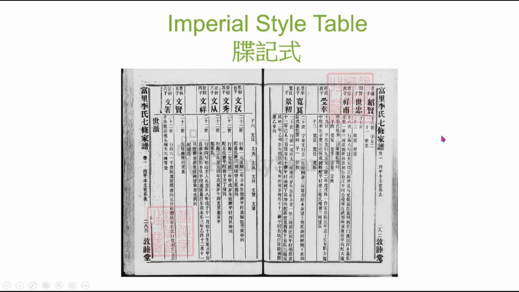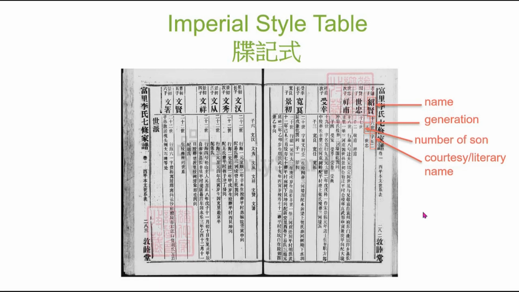So let's take a look. First, in bold on the top, we have name. In this case, this person's name is Shao Xian. Following that, on the bottom, you can find more personal information such as which generation he was from. In this case, 16th generation. You can also find out his courtesy or literary name, how many sons he had, and the name of his son.